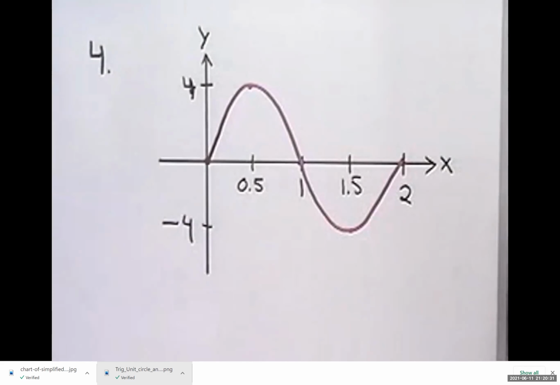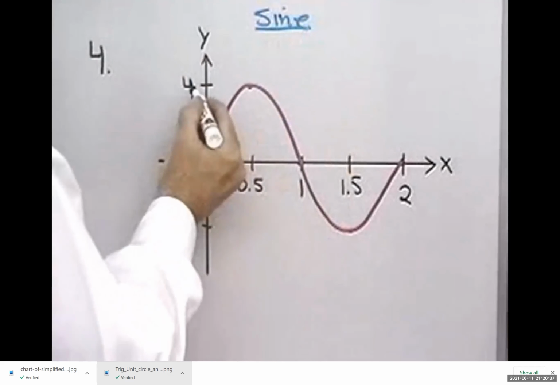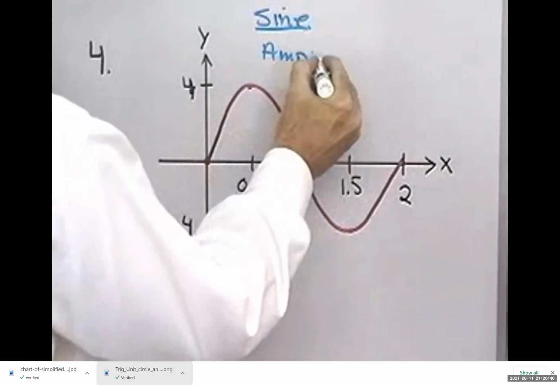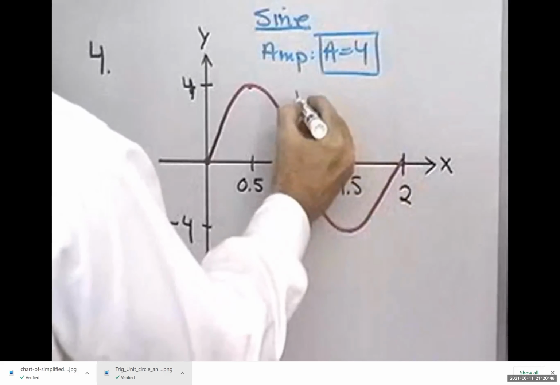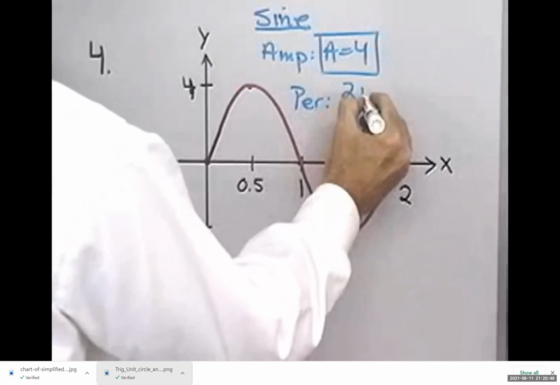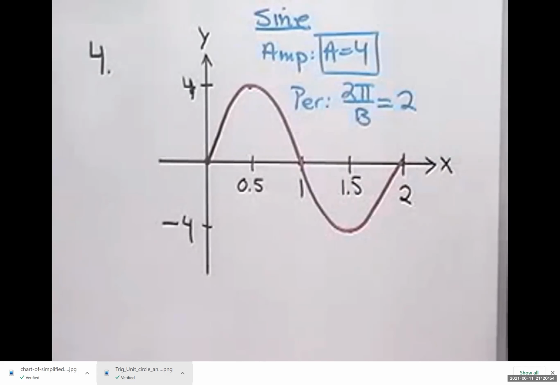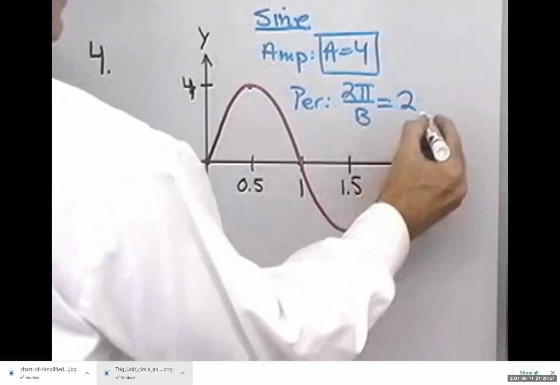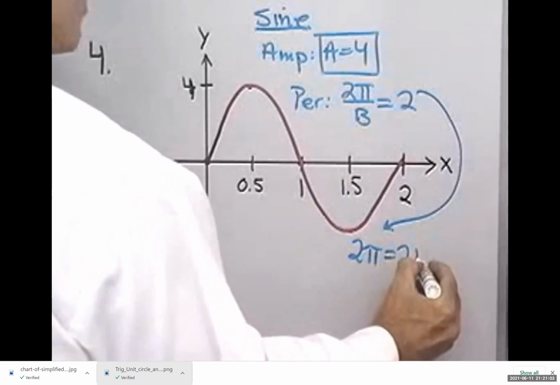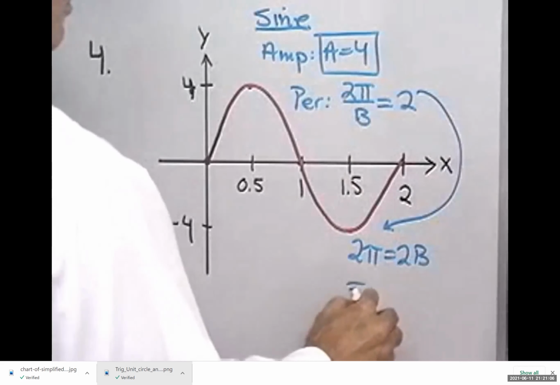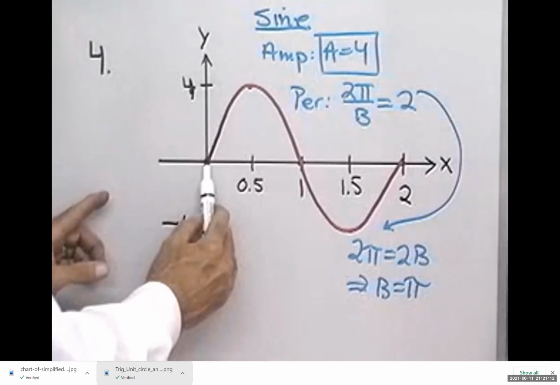This also looks like a sine curve, so I'm going to say, okay, this is a sine curve. My amplitude is 4, so that tells me that a is equal to 4. My period is 2. I know my period is always 2 pi divided by b. That comes out to be 2. I'm going to have to solve this equation. I'll multiply both sides by b and end up with 2 pi is equal to 2b. So b must be equal to pi. I see I don't have any phase shift. The phase shift is 0.